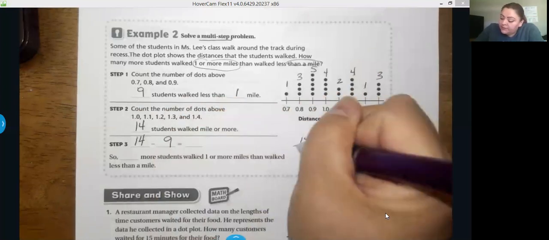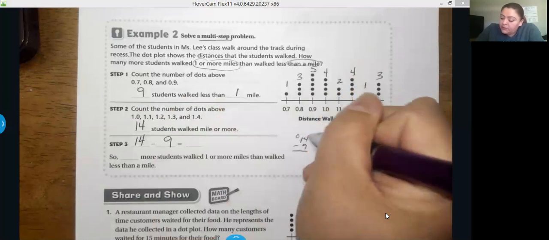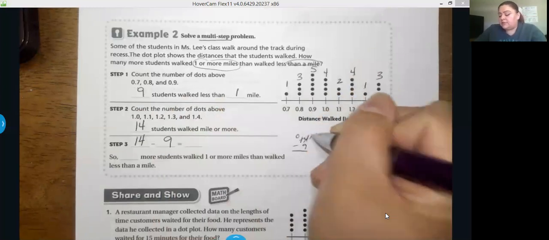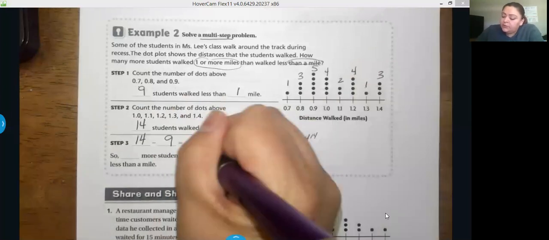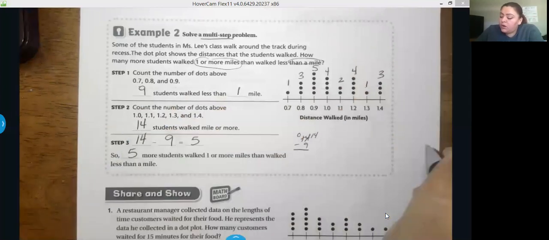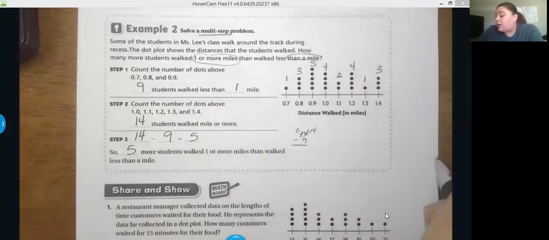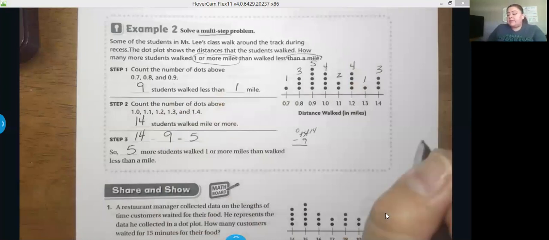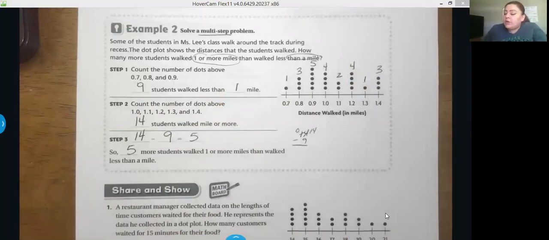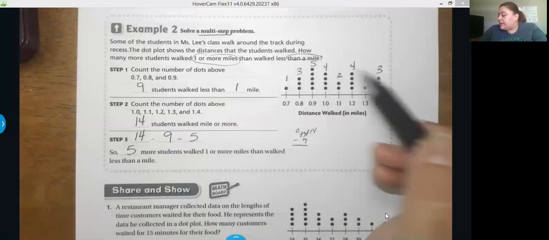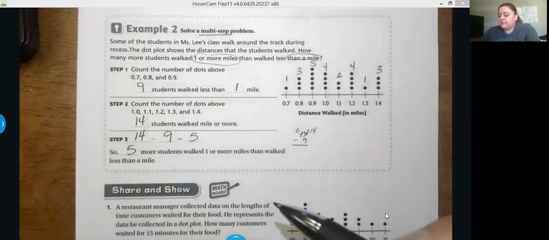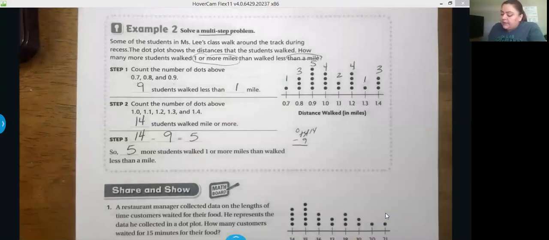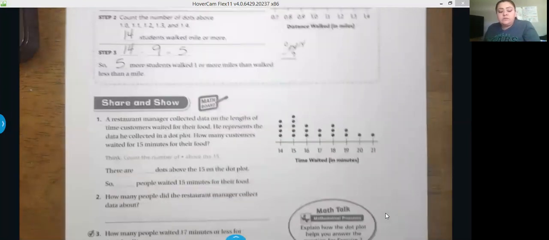My smaller one is 9, so I'm just subtracting the 2. Now, again, for some people, they like to do it this way. Whatever your heart desires, okay? 10, 11, 12, 13, 14. So it gives us 5. So 5 more students walked 1 or more miles than walked less than a mile. Okay, so again, the dot plots is literally you're labeling it just how it is and either finding the difference between some or just depends on the question that they ask. All right, so that again was step by step. So now we can move in to some regular work.